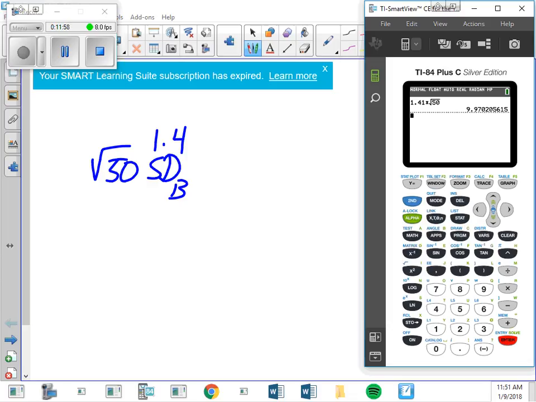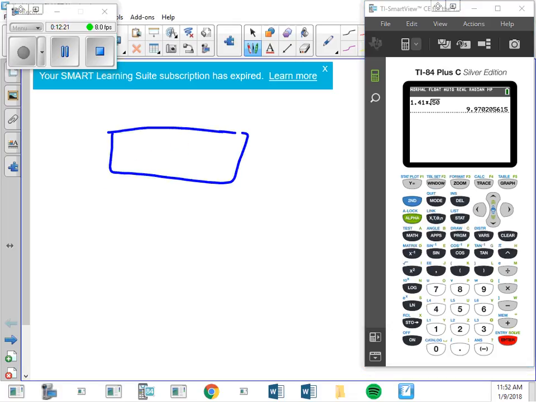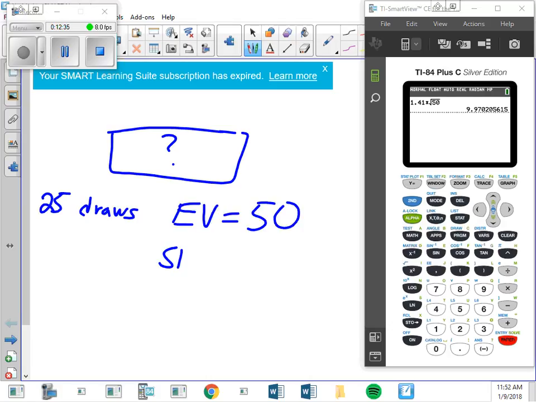5. Tickets are drawn at random with replacement from a box of numbered tickets. The sum of 25 draws has expected value equal to 50, and the SE is 10. Ooh, that's pretty high, right? If possible, find the expected value and SE for the sum of 100 draws, or do you need more information? So we have a box. We don't know what's in there. But we know that for 25 draws, the expected value is 50, and the SE, which is standard error, is 10.